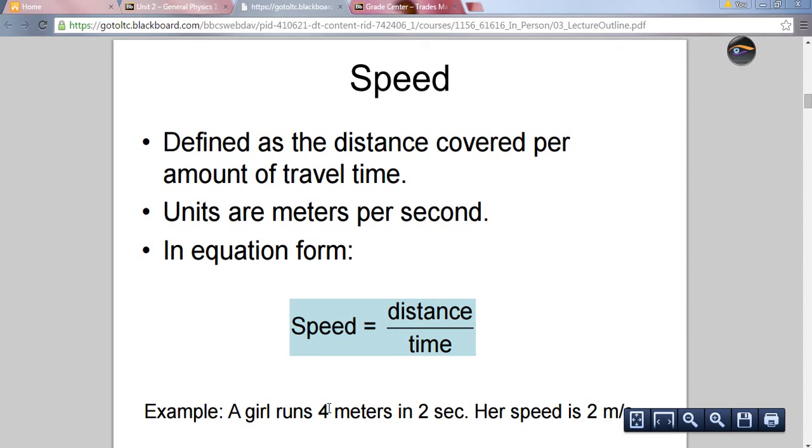So if a girl runs 4 meters in 2 seconds, her speed would be 2 meters per second. So we would put 4 meters on top and 2 seconds underneath. So 4 divided by 2 is 2, and then the units are meters per second.